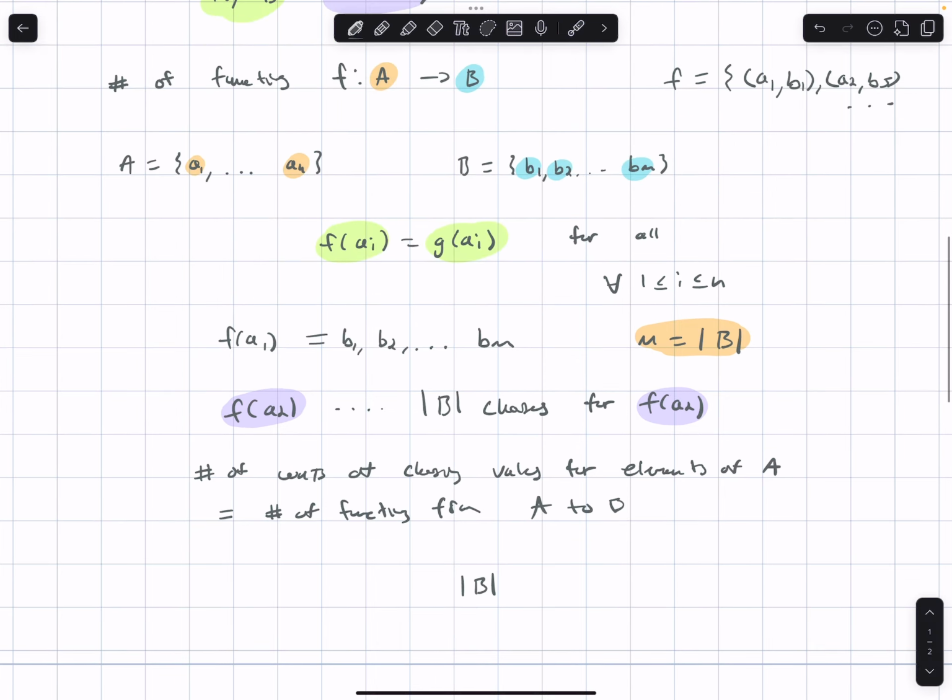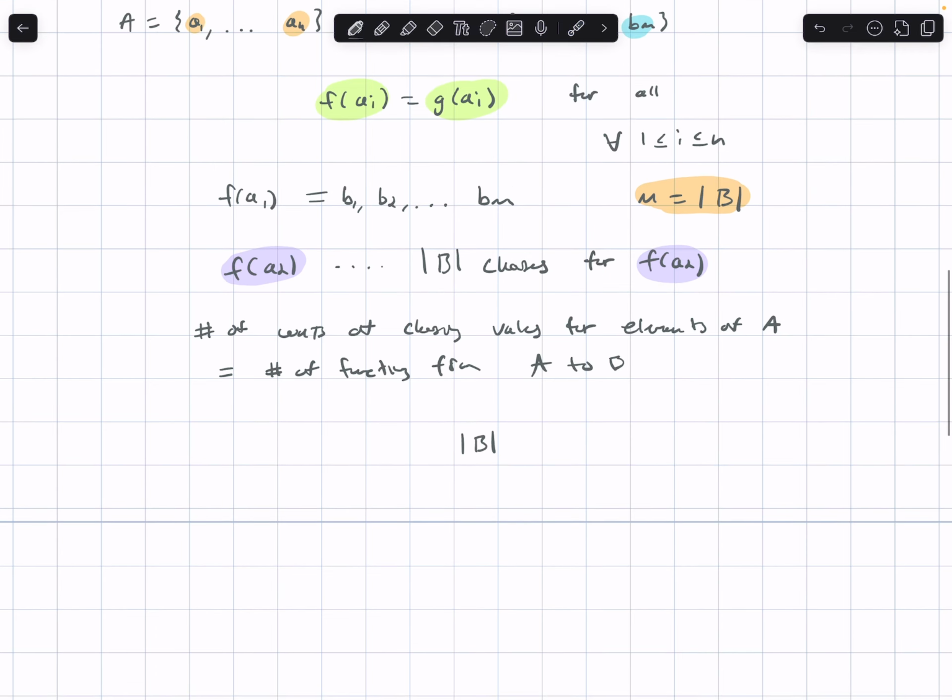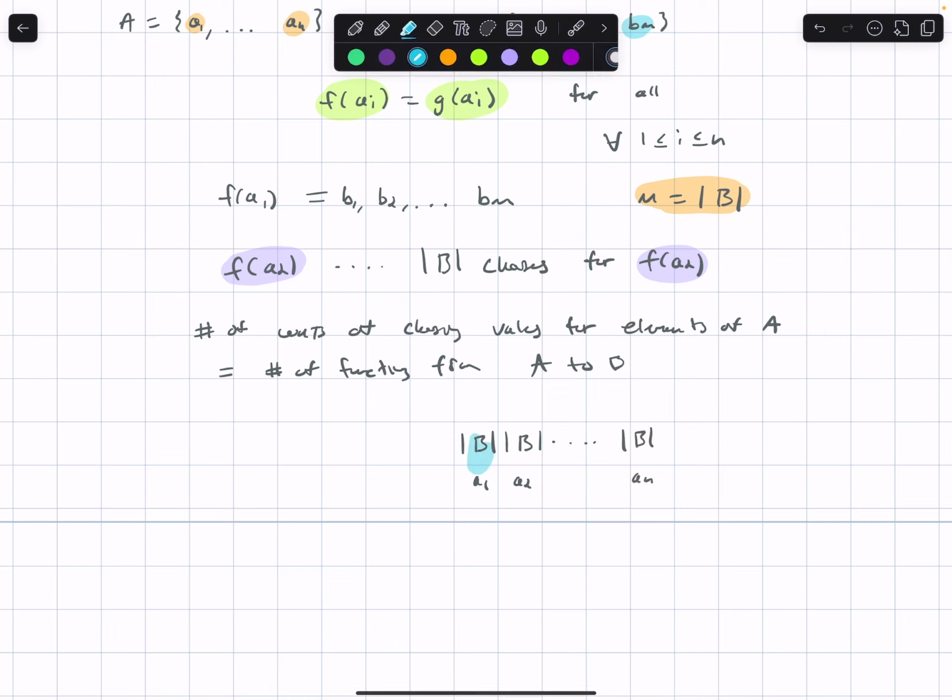So we have cardinality of b choices for each one of them. That means that if I look at how many ways there are to choose the values of f for a1, there are cardinality of b choices for a1. And then for a2, there are another cardinality of b choices. All the way through an, there are cardinality of b choices for how many elements of b I can send an to. And the number of functions, I'm going to multiply these, right? Because there are these cardinality of b choices for a1, and then for each of those choices for a1, I have another cardinality of b choices for a2.